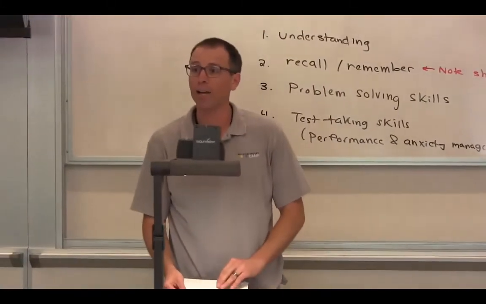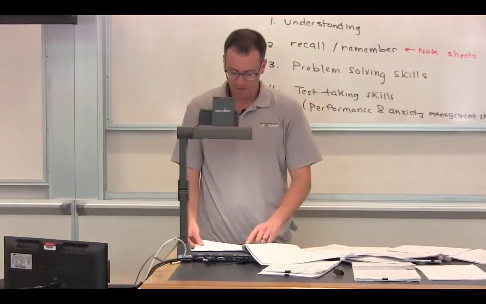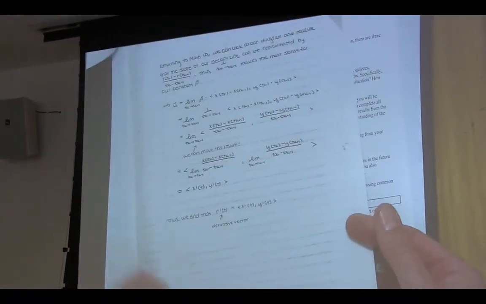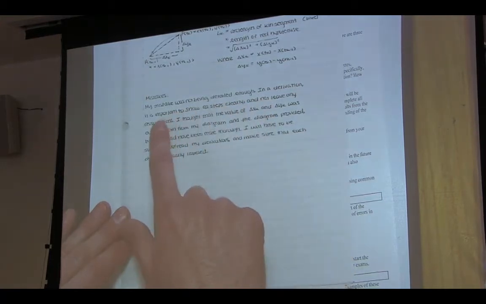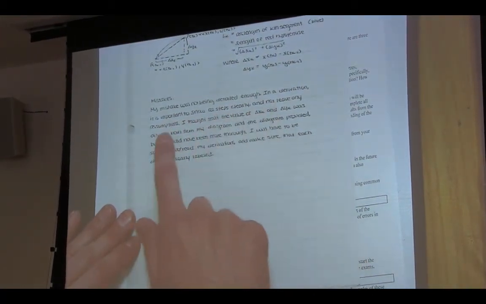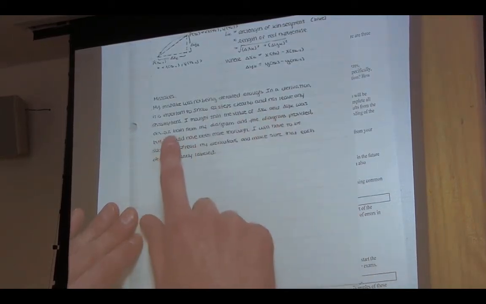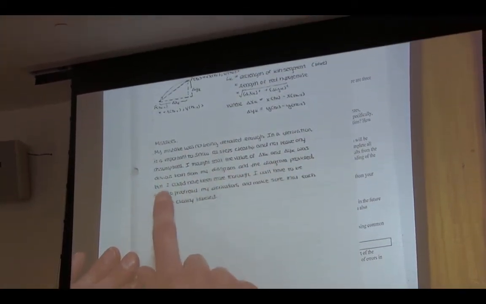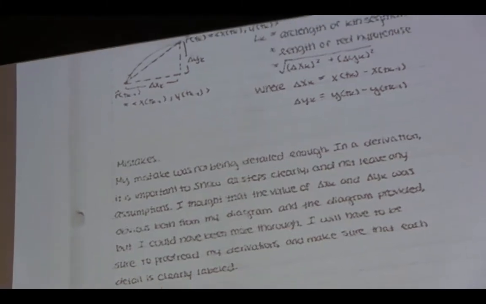Literally every single problem that you miss, I want you to do some reflection on. What specific mistake did you make? This is an example of that. This woman goes through the entire derivation here. "My mistake was not being detailed enough. In a derivation, it is important to show all the steps clearly and not leave any assumptions. I thought that the value of delta x sub k and delta y sub a was obvious from both my diagram and the diagram provided, but I could have been more thorough. I will be sure to proofread my derivations and make sure that it is as detailed as possible."